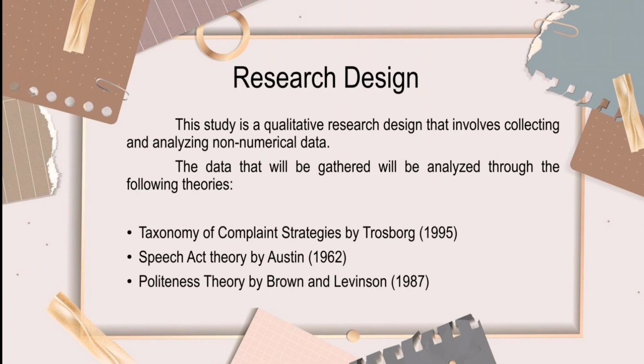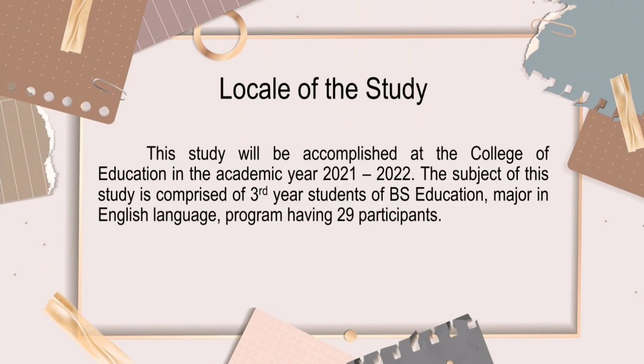In the research design, this study is a qualitative research that involves collecting and analyzing non-numerical data. The data that will be gathered will be analyzed through the following theories. First, the taxonomy of complaint strategies by Trosborg in 1995, to be followed by the speech act theory by Austin in 1962, and lastly, the politeness theory by Brown and Levinson in 1987. The following theories will play a significant role in the data analysis of the researchers.